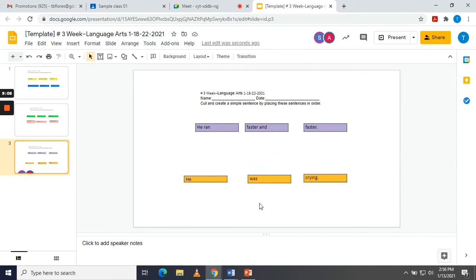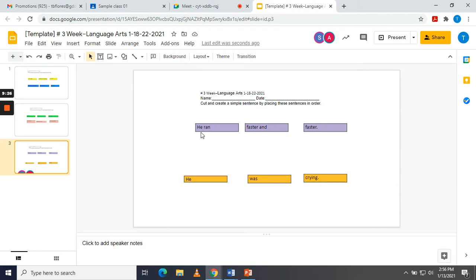Awesome, great job. Let's go ahead and read the sentences that they built. And let's look at the first box. Miss Shirley worked on the purple set, and it reads, He ran faster and faster, period.